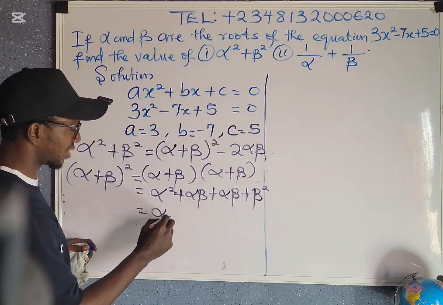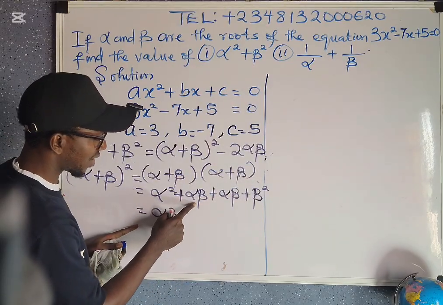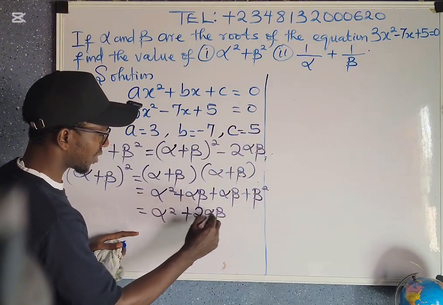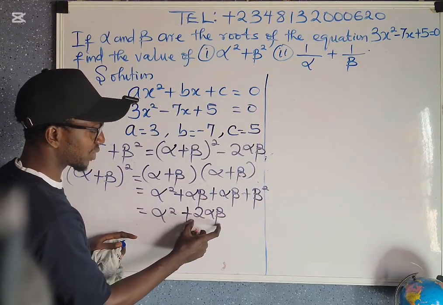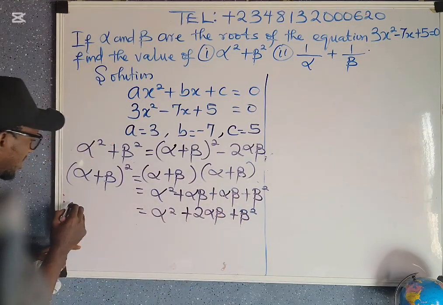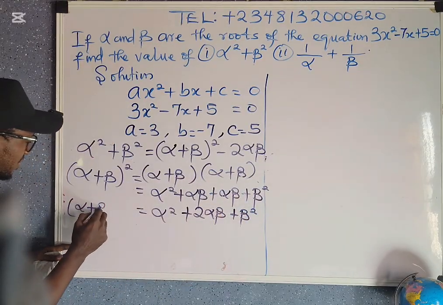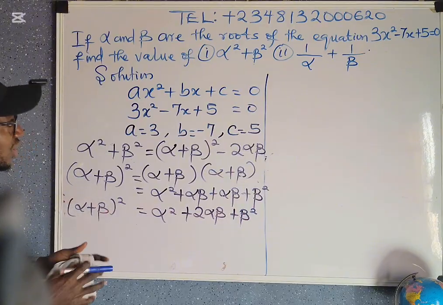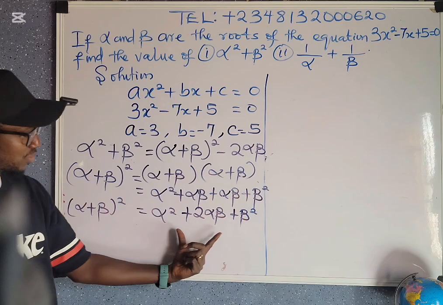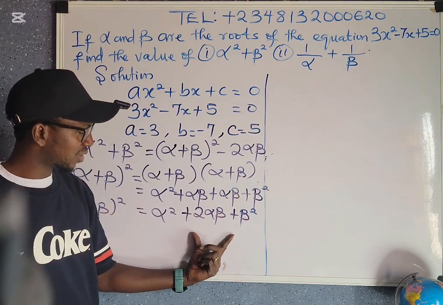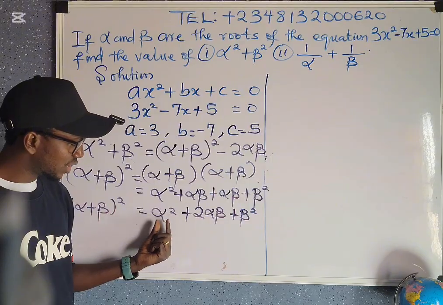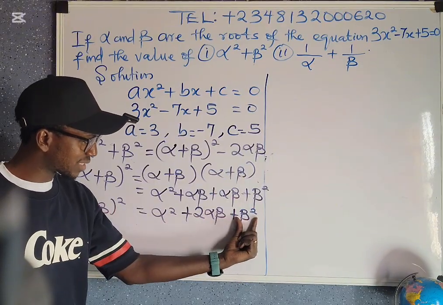So that means this is equal to alpha squared. Now, alpha beta plus alpha beta is going to give us 2 alpha beta. One of this plus one of this will give us 2 of them. So we have plus beta squared. Now, if you look at what we have on this board, you remember the question asks us to find alpha squared plus beta squared. So if you look at the right-hand side of this equation, I'm already seeing what they asked me to find, which is alpha squared plus beta squared.